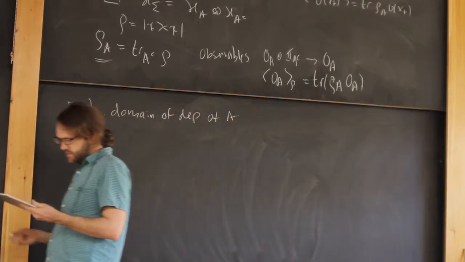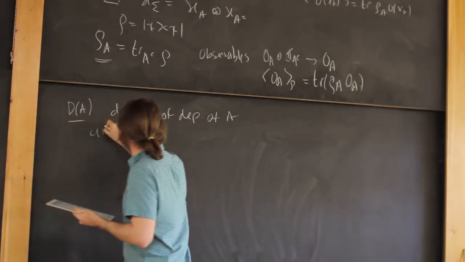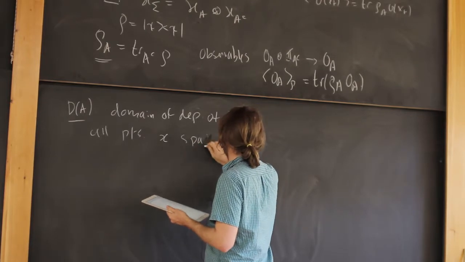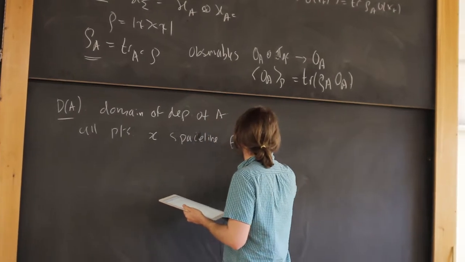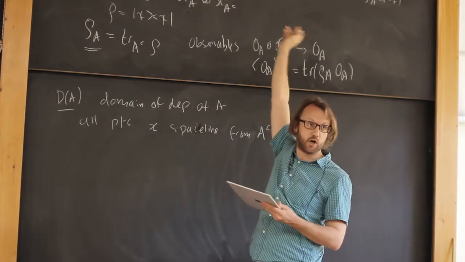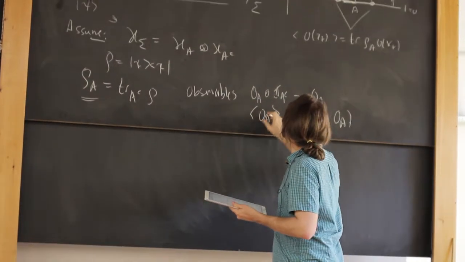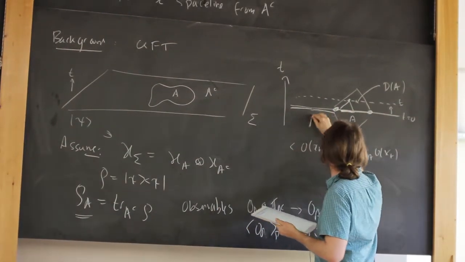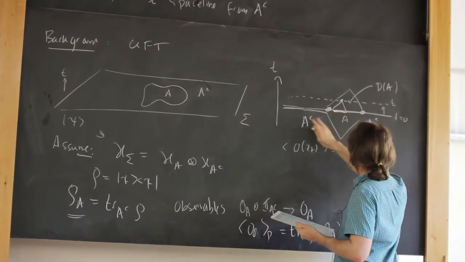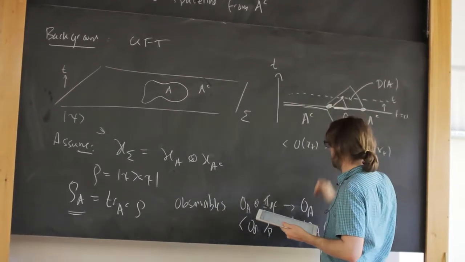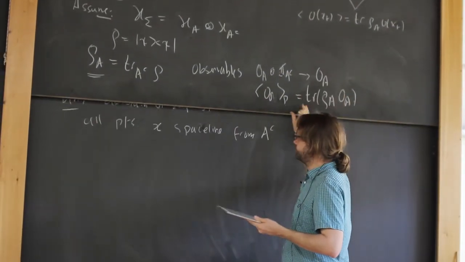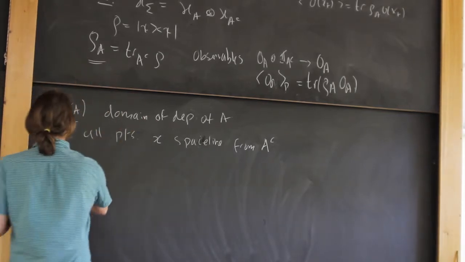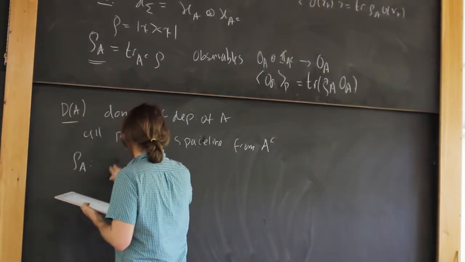There's a really simple way to describe it. It's just all space-time points x which are space-like separated from the complement region. If I think about the complement region in that diagram, that's here, A complement. All points that are space-like separated from this region just define this diamond. Okay. Now, given this density matrix, we can compute information aspects of it.